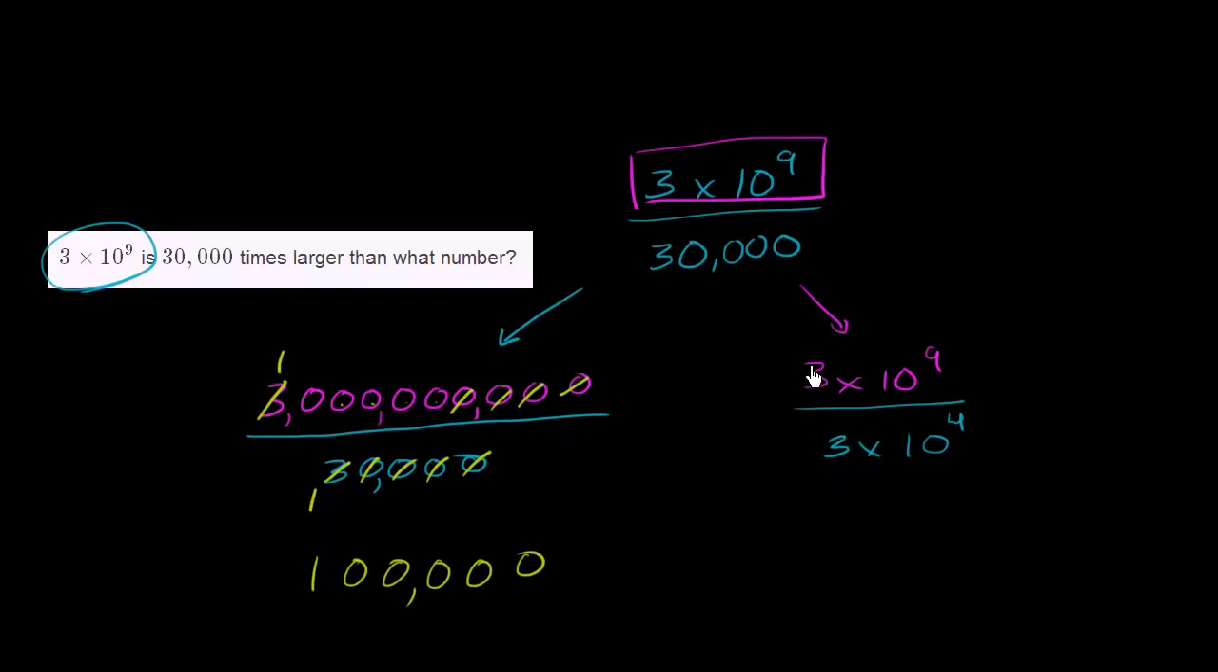And so we could divide the 3 by the 3, and then that will simplify. So 3 divided by 3 is just 1. And then 10 to the ninth divided by 10 to the fourth, well, that's going to be 10 to the 9 minus 4, 10 to the fifth. So it's going to be 1 times 10 to the fifth, which once again is 1 followed by 5 zeros, or the exact same thing as 100,000. So 3 times 10 to the 9th is 30,000 times larger than 100,000.